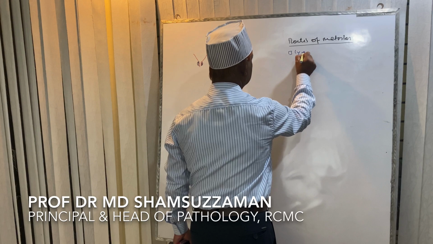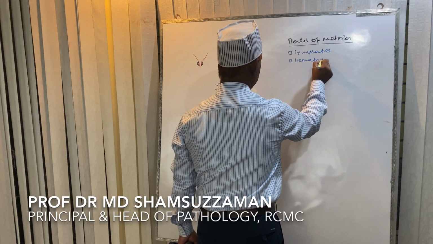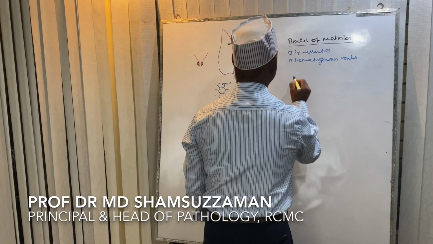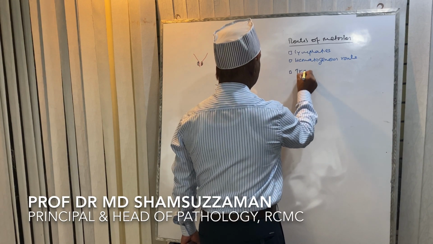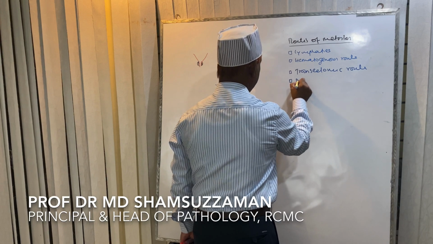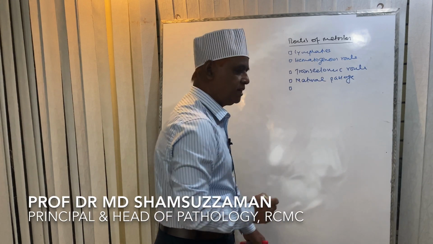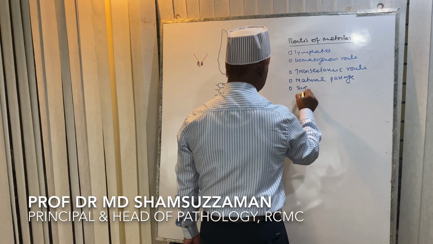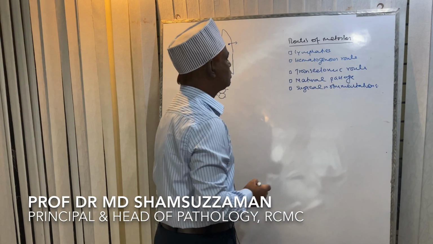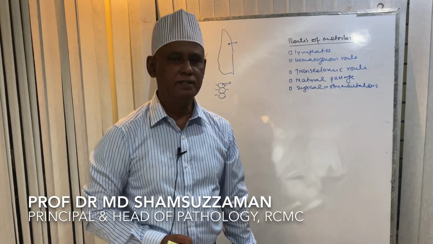Lymphatics, hematogenous route, transcoelomic route, natural passage, surgical instrumentations. So, these are the routes of metastases of malignant tumor: lymphatics, hematogenous route, transcoelomic route, natural passage, surgical instrumentations.